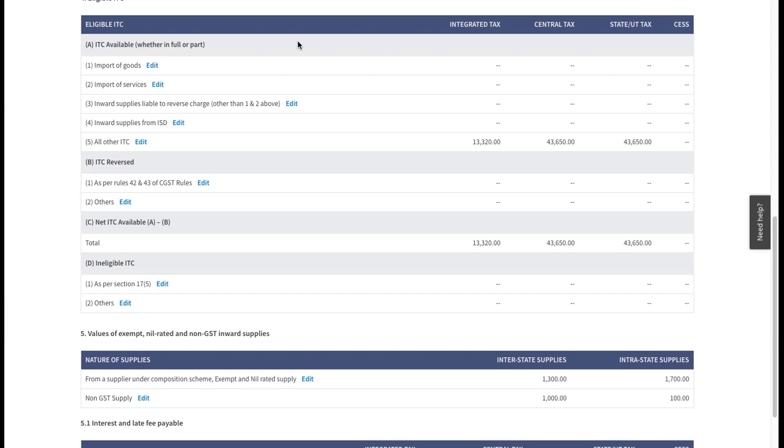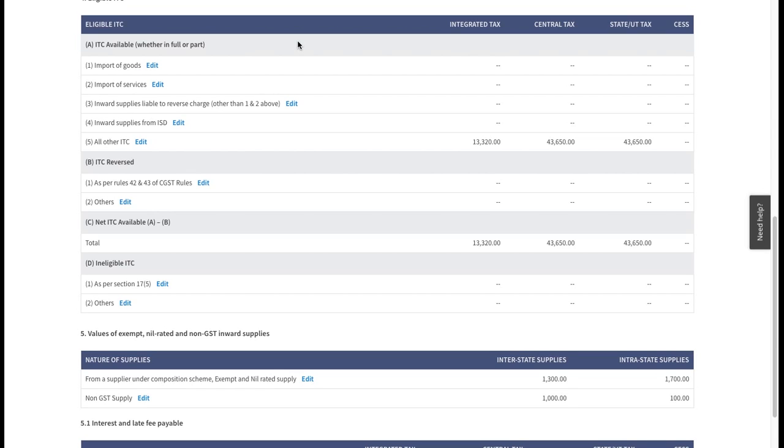Inward supply from ISD. ISD stands for Input Service Distributor. In case a business has multiple units and is supplying goods or services from all such units, the input service distributor can allot ITC to each unit. The details of such allocations have to be mentioned here.